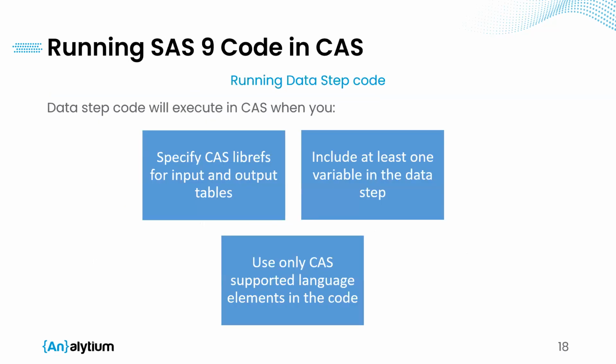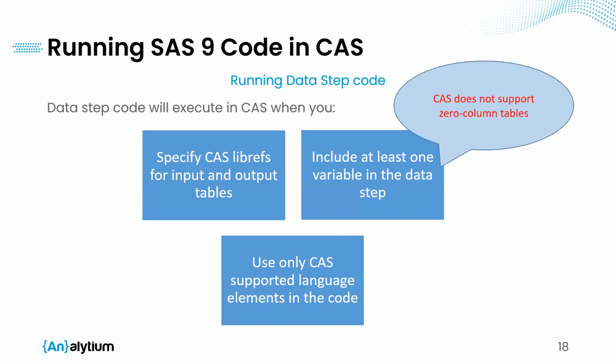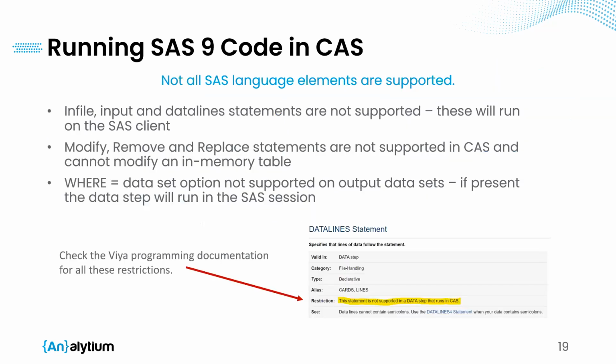So that's procedures. What about data step code? Well, data step code will run and execute in CAS if you specify CAS libref for the input and output tables, you include at least one variable in the data step, since CAS does not support zero-column tables, and you use only CAS supported language elements in the code, which is not as easy to find out as you might expect, but the information is there. So not all language elements are supported.